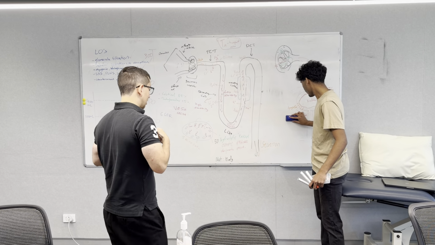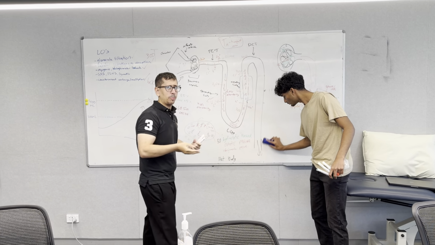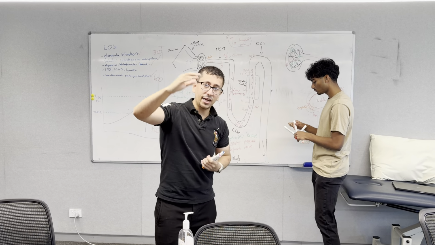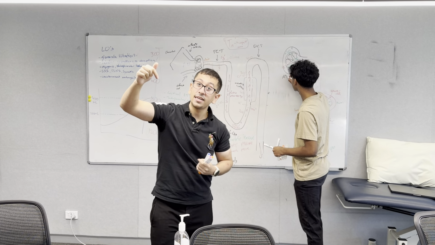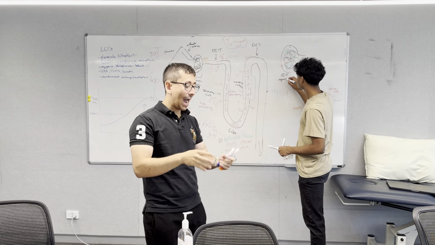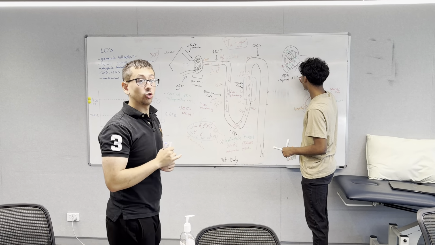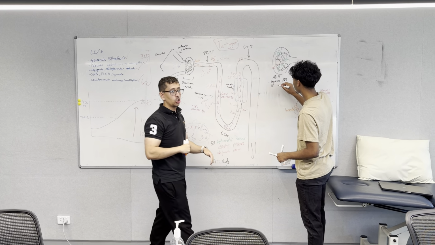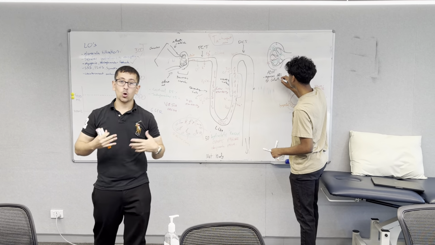And when you are dehydrated, we don't want to be peeing out a lot of water. So what does your body do? Your hypothalamus sends antidiuretic hormone, ADH, down into your posterior pituitary gland. That will get released, and that will act on your distal convoluted tubule and collecting duct. So this will increase the expression of aquaporins.